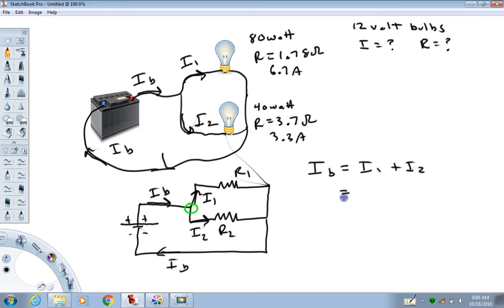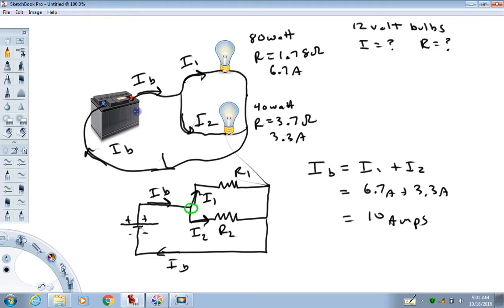In this case, that's going to be 6.7 amps plus 3.3 amps. And if we add these together, we get 10 amps. So this pair of bulbs should draw about 10 amps from the battery.